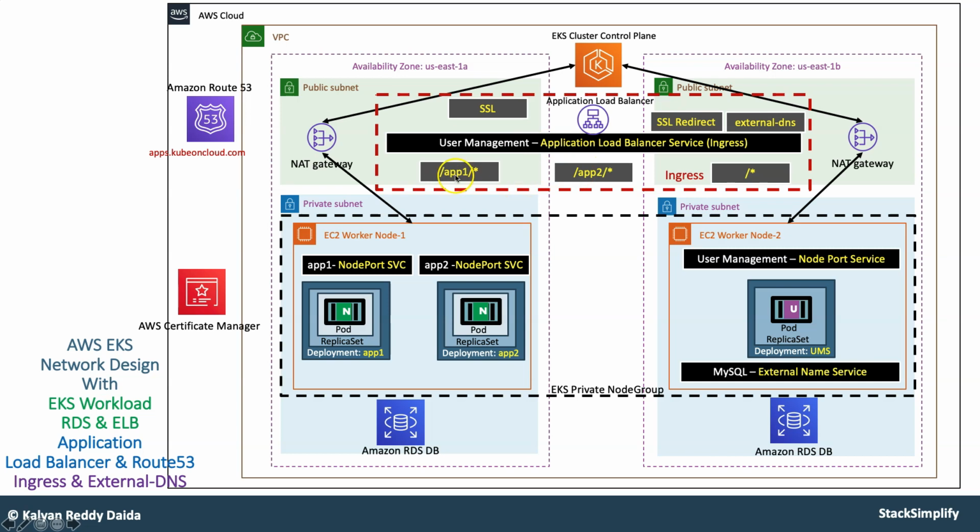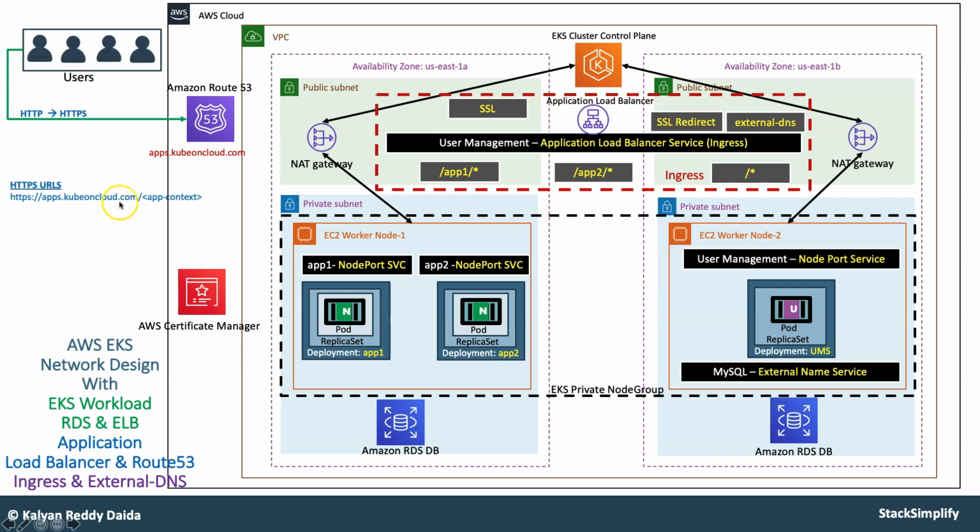To route to these respective applications, app1, app2, and UMS, we are going to enable context path based routing inside our ingress manifest: /app1 should go to app1, /app2 should go to app2, and /* anything other than app1 and app2 should go to the user management microservice. Whenever users access the HTTP URL, it will automatically redirect to HTTPS because we enabled the SSL redirect option in our application load balancer, which is our ingress service.